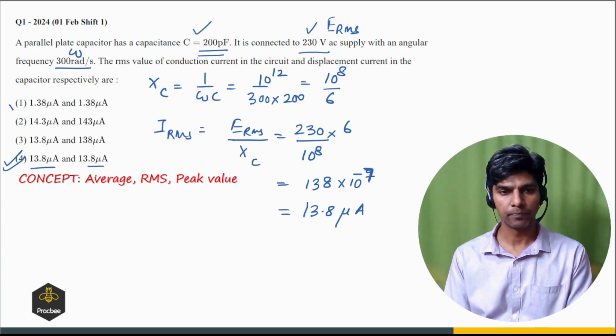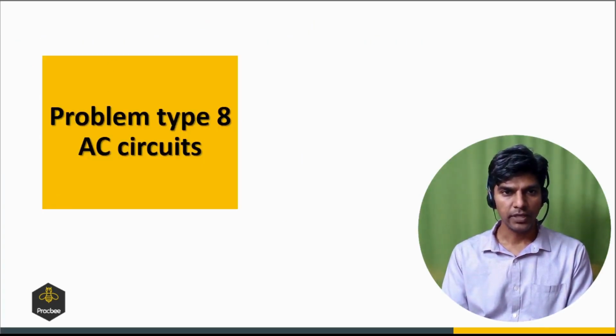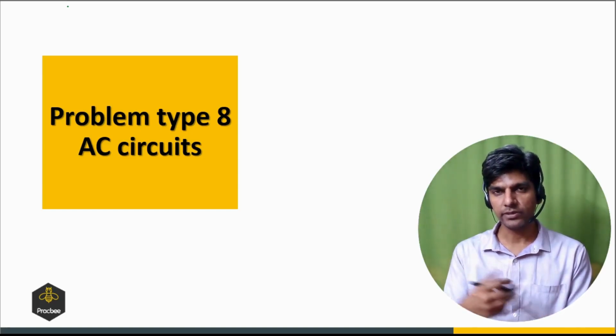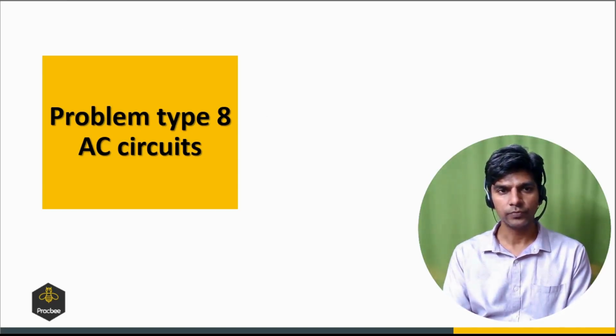Both are equal. Now the next problem type is based on the AC circuit. So let us see the different types of AC circuit that you should know. First we have purely resistive. Then we have purely capacitive.